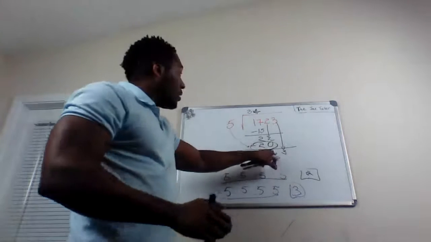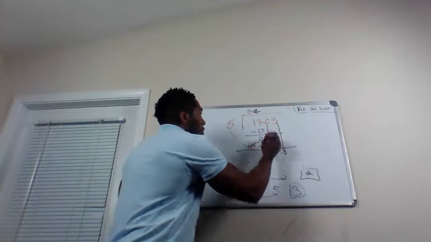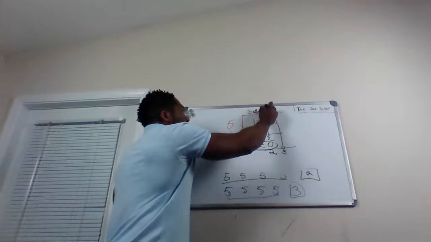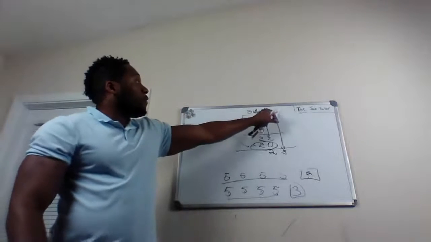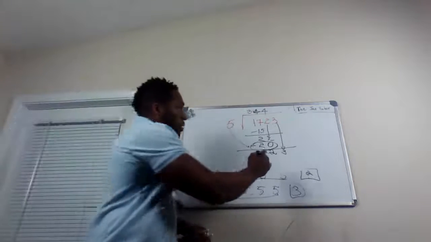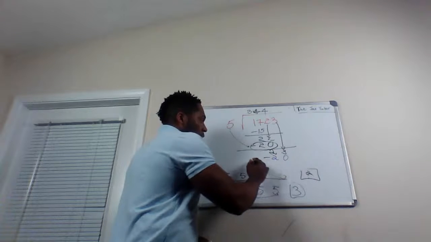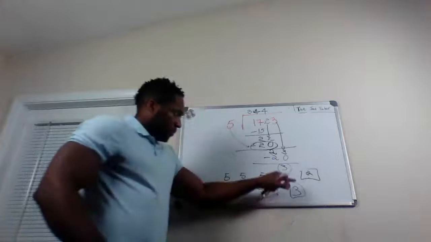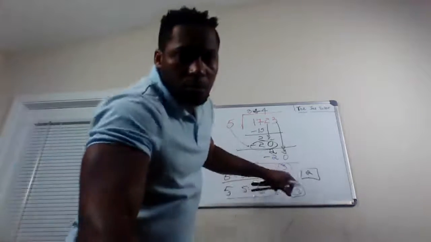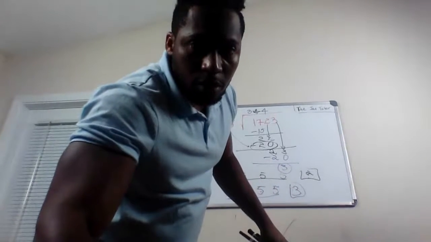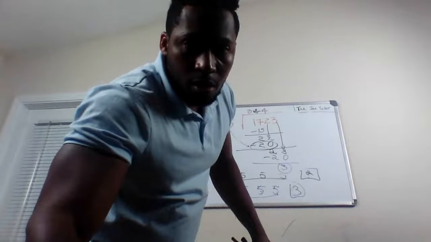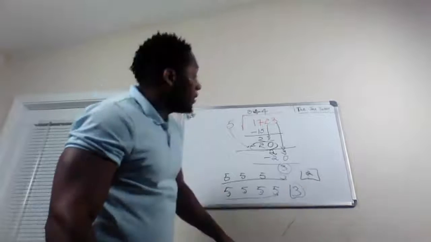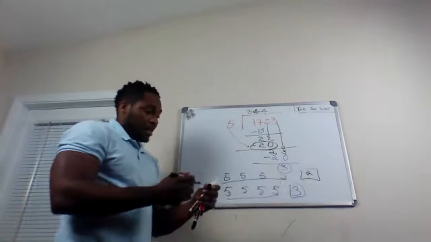So 23. How many 5s did we find? 1, 2, 3, 4. 4 times 5, 20, minus 20. And then the remainder is 3. So this is the remainder. You have a remainder of 3. And that's how you would do long division.